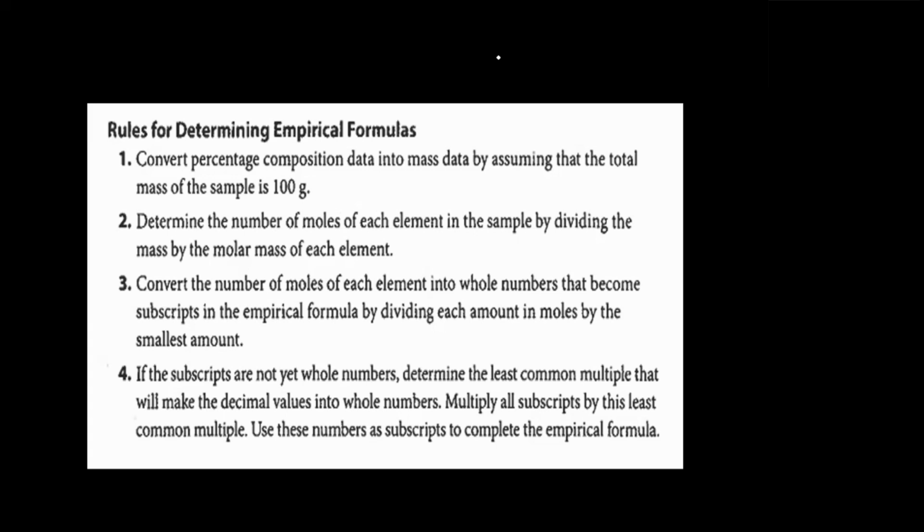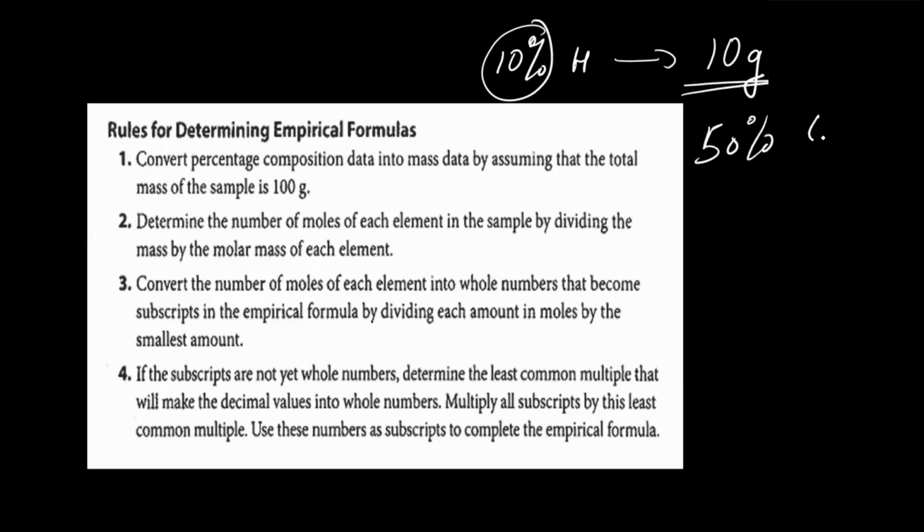Imagine you are given 10% of hydrogen. What you have to do is assume that this is 10 grams of hydrogen. Totally, you are taking the complete mass of the sample as 100 grams. Out of that, 10% hydrogen means 10 grams of hydrogen. And if you are given another percentage, 50% oxygen, you write down 50 grams of oxygen.